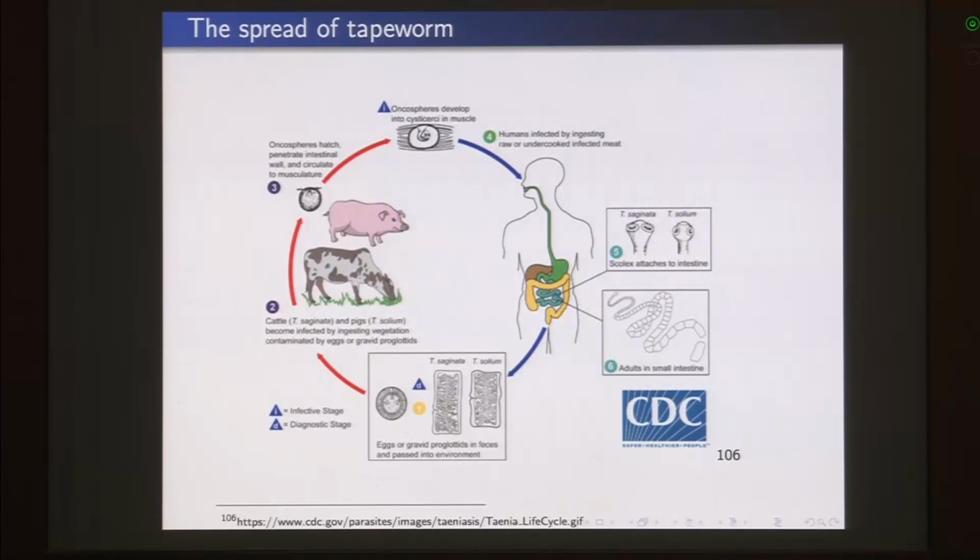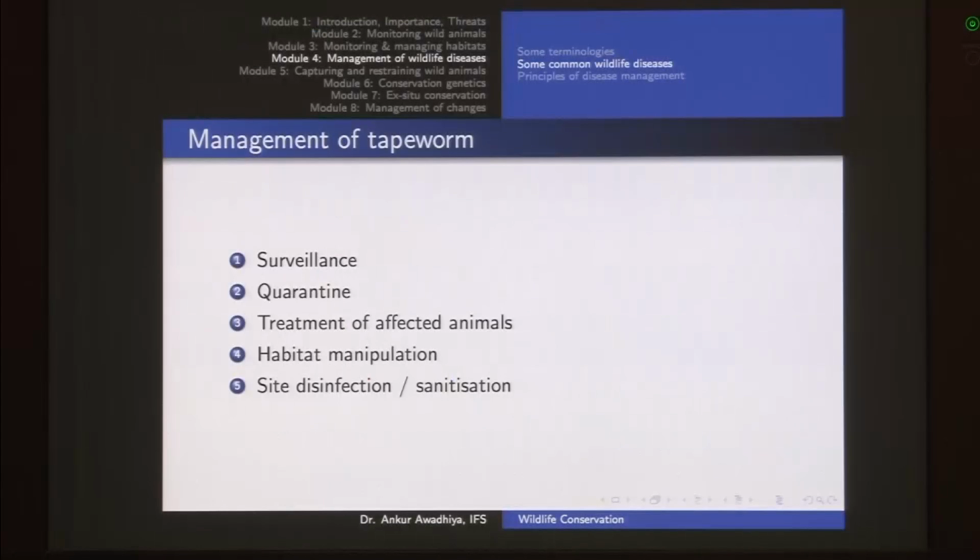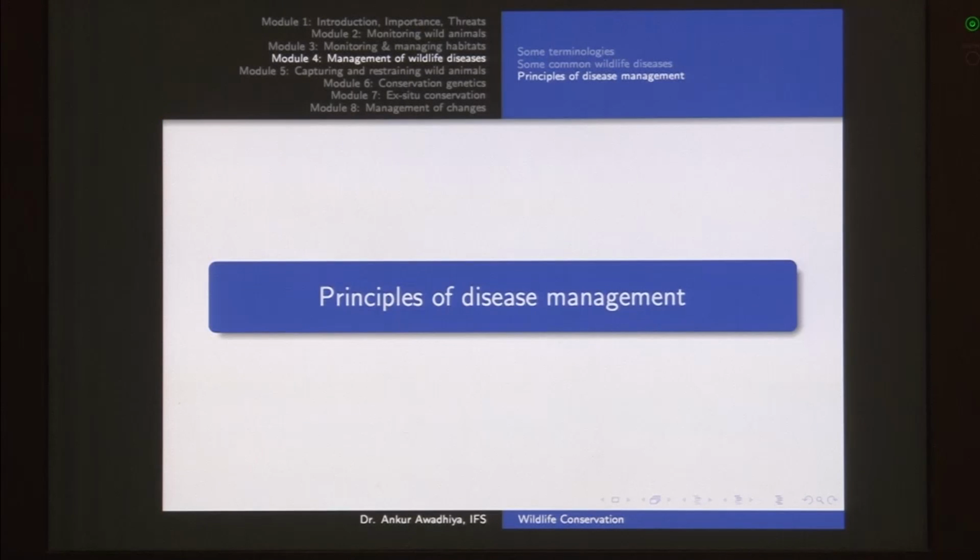Next we had a look at tapeworm, which is a parasitic disease, and in this case also our main control mechanisms are surveillance, quarantine, treatment of affected animals, habitat manipulation and site disinfection or sanitization. In the next lecture we looked at the principles of disease management.